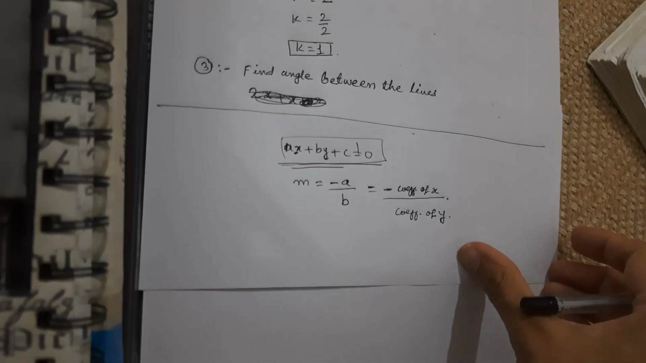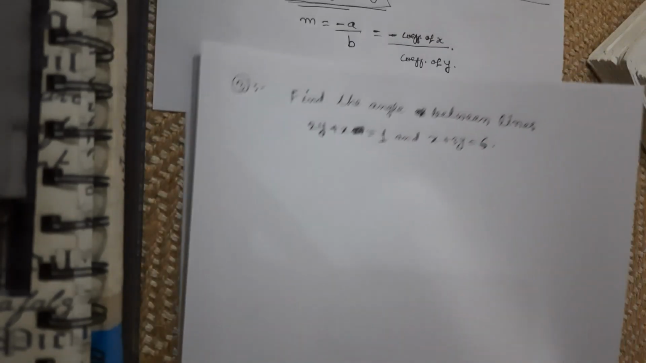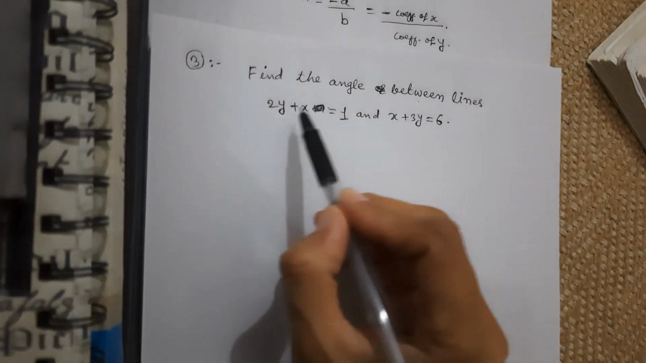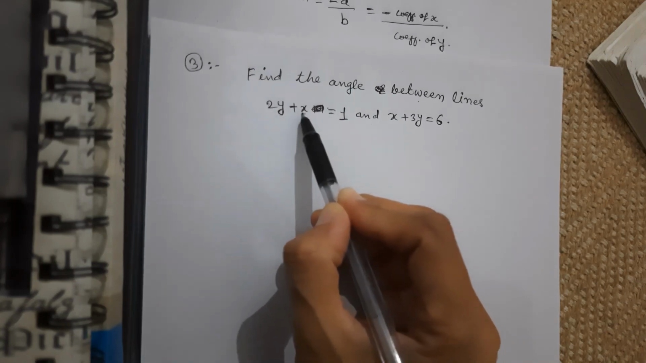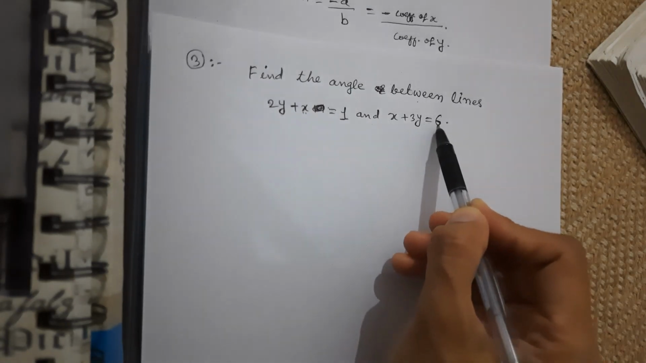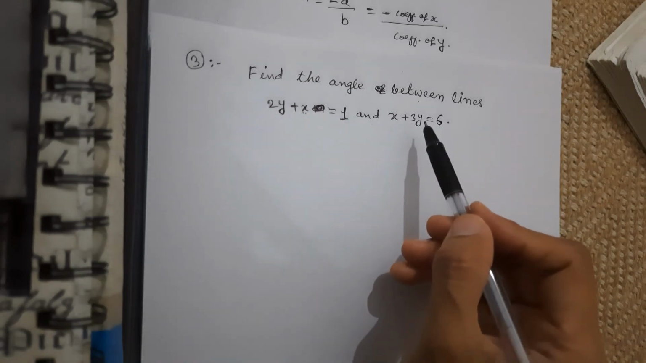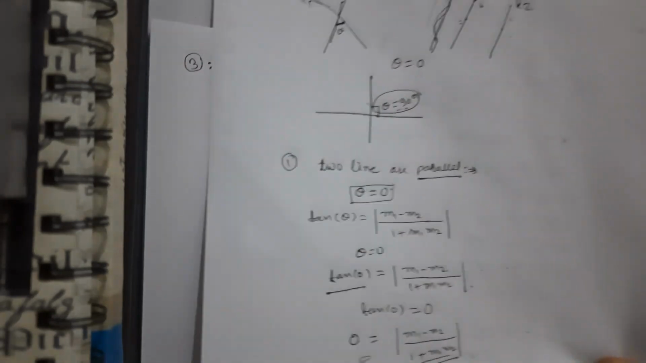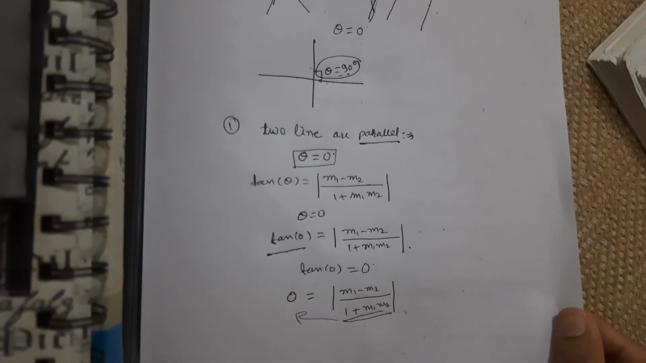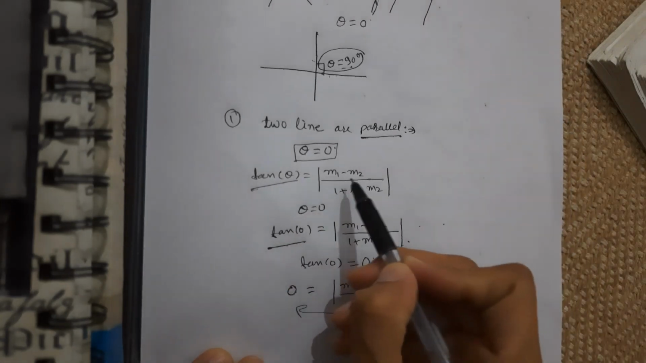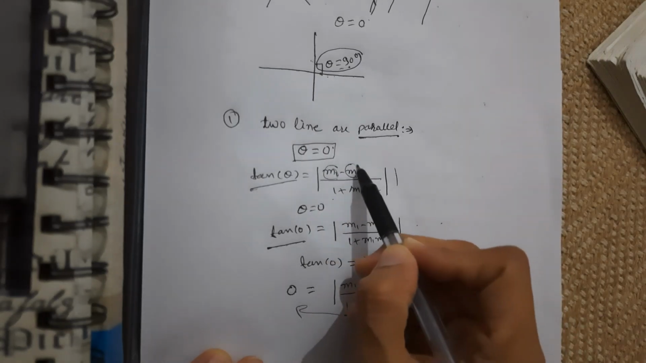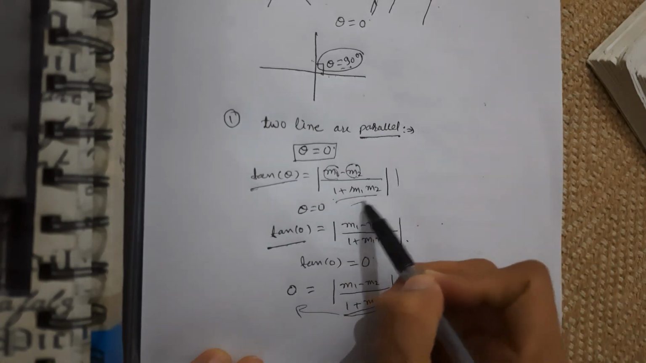Now the next example that we are going to discuss is: find the angle between the lines 2y plus x equal to 1 and x plus 3y equal to 6. So we want to find the angle between two lines. What is the formula for this? We have seen before that the angle between two lines is given by tan theta equal to m1 minus m2 upon 1 plus m1 into m2. And what are m1, m2? m1, m2 are the slopes of those lines, right?